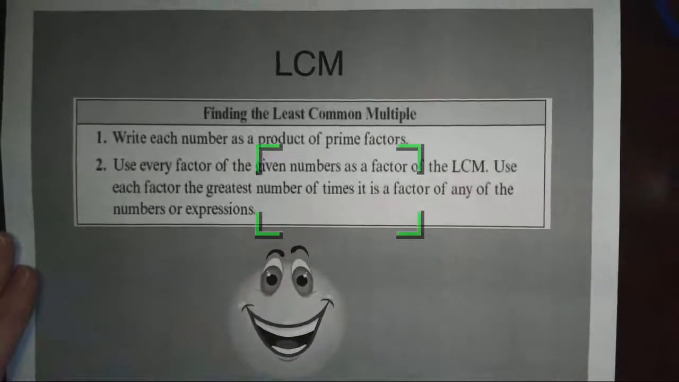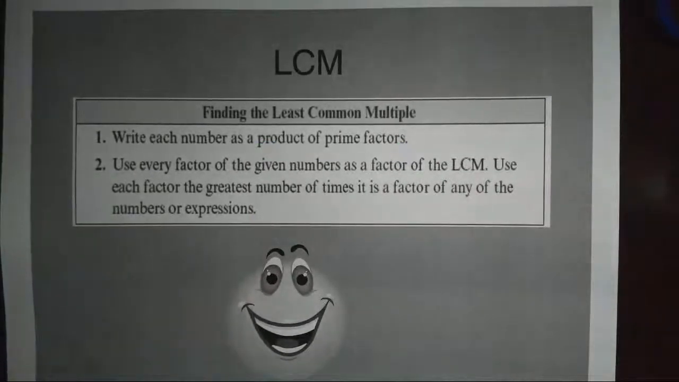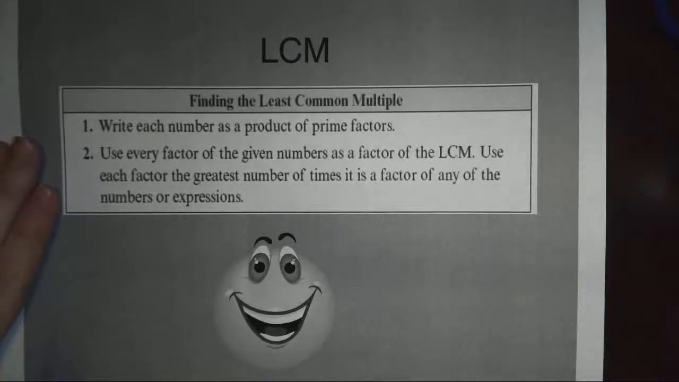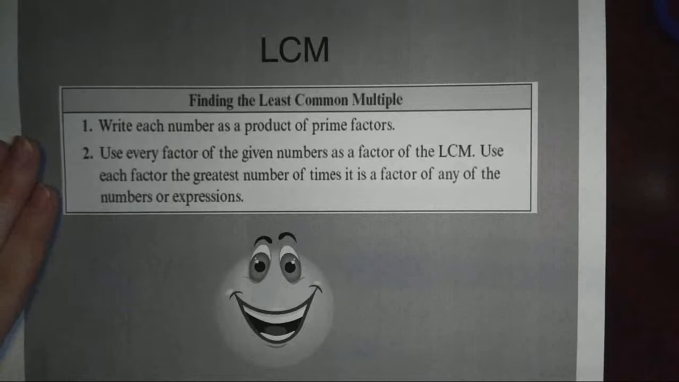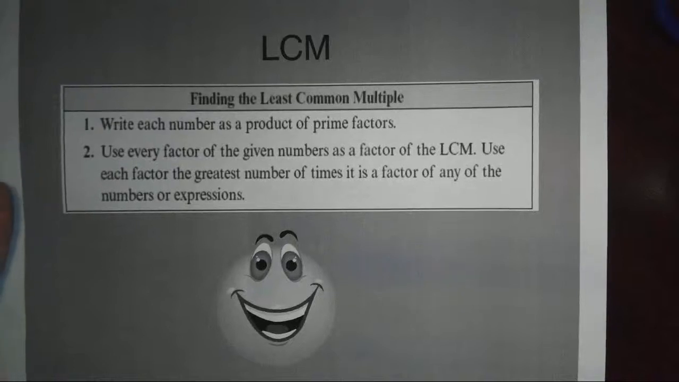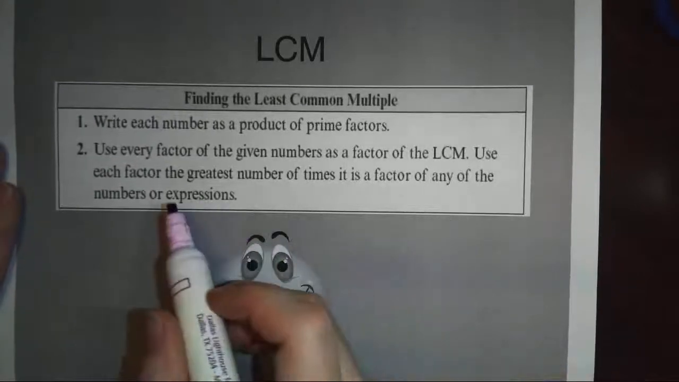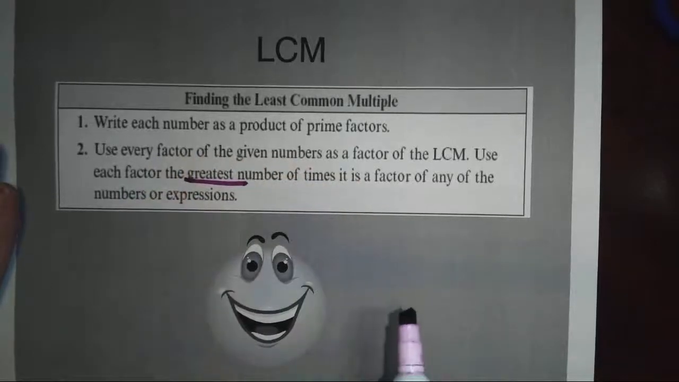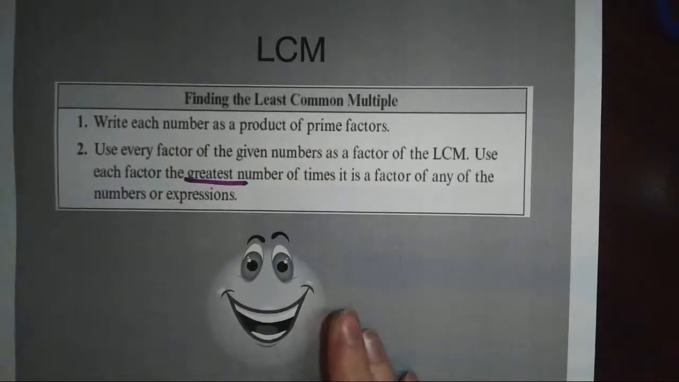When we find the least common multiple, we write each number as a product of prime factors. So we factor them out, just like when we're finding the GCF. And we want to use every factor of the given numbers as a factor of the LCM. So if it's a factor, even just once in any of the given numbers, it's part of the least common multiple. We'll use each factor the greatest number of times it is a factor of any of the numbers or expressions. Now let's look at how this is going to work.